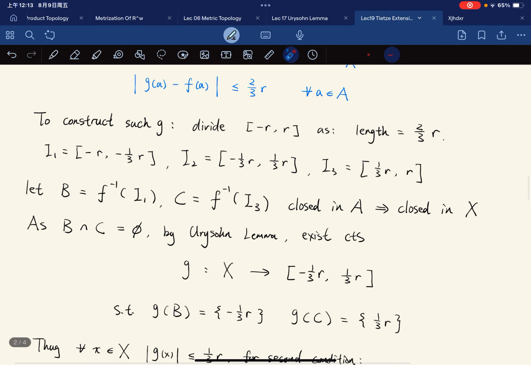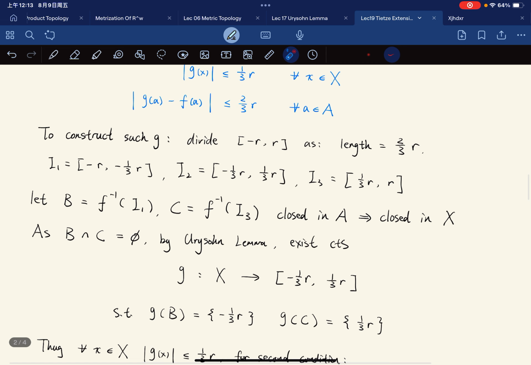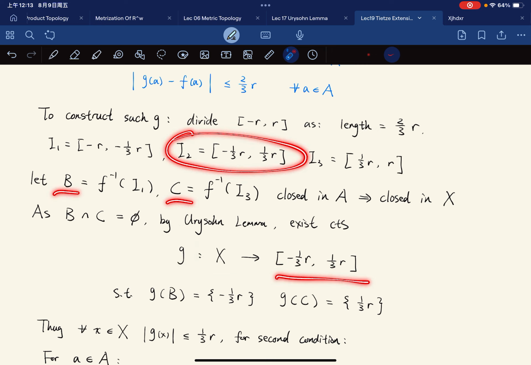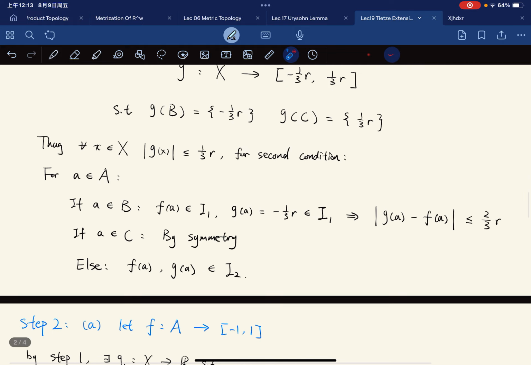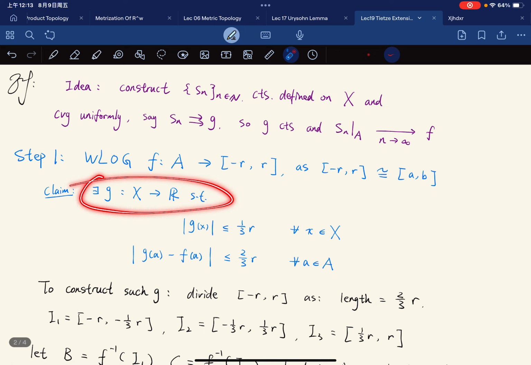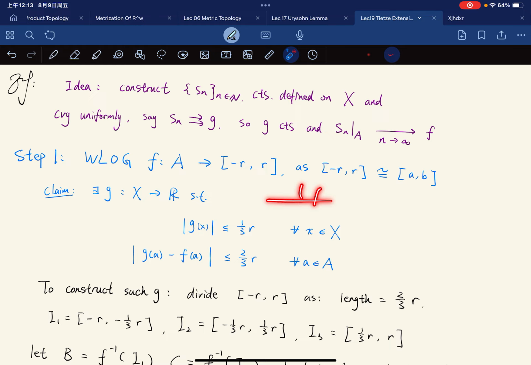Otherwise, here we first have F from A to [-r, r]. If a is not in B and not in C, F maps into the middle interval. And G is itself a function that maps into this, so it coincides. So we proved the existence of such G. It is kind of like shrinking; it shrinks and approaches F.